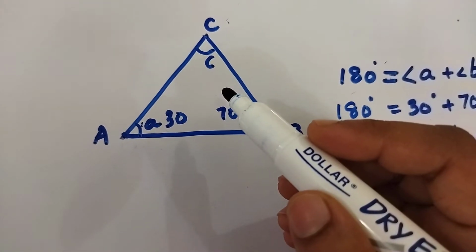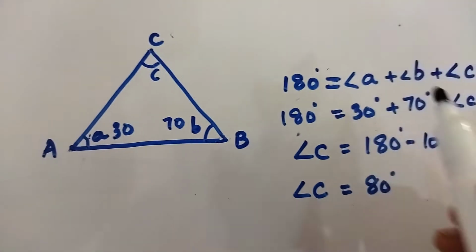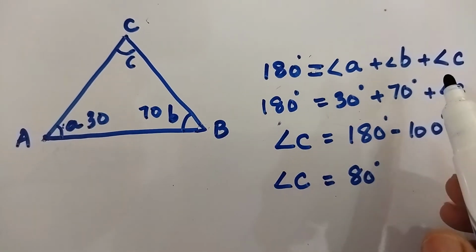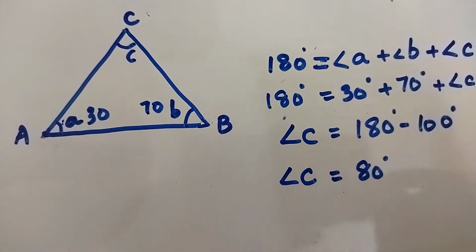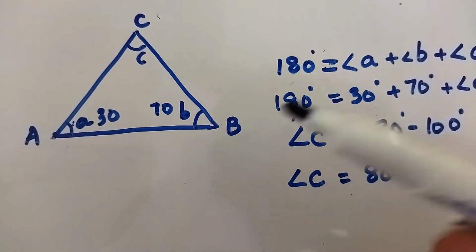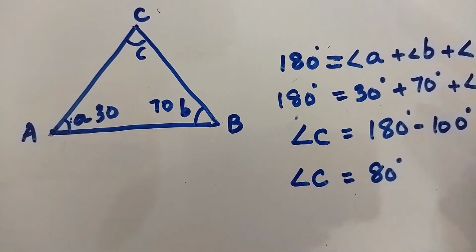So you understand, students? I hope it's very much clear to you. With this formula, you can easily find out the value of a third interior angle if two of the interior angles are given to you, right?